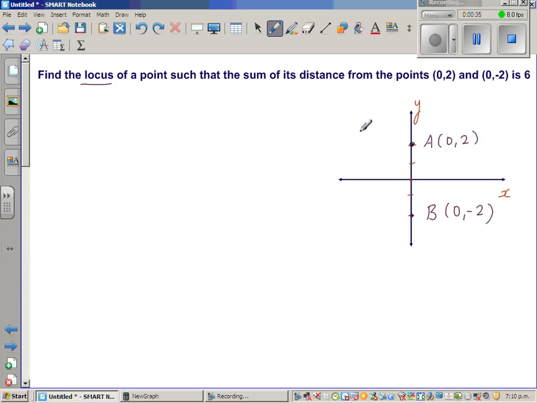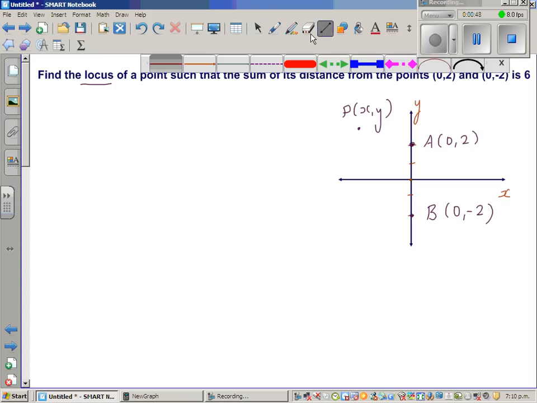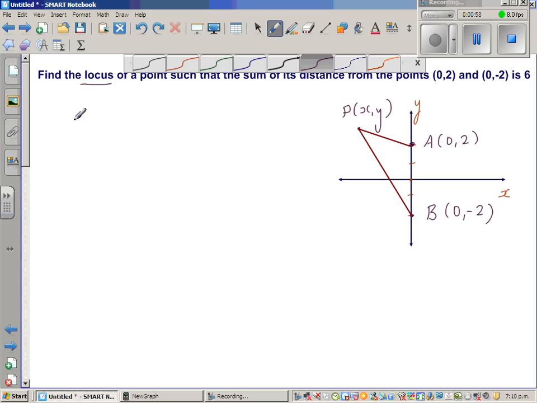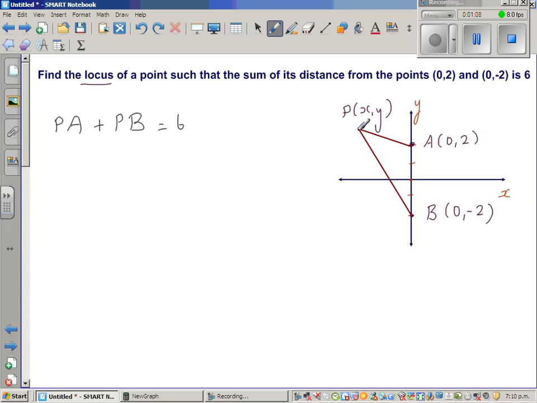So let us take an arbitrary point, say somewhere here. It can be anywhere, so I'm taking this as an arbitrary point. So P is an arbitrary point having coordinates (x, y). So what's the condition? This is the distance PA, and this is the distance PB. The condition that is given is that PA plus PB is equal to 6. And this is only a representative point of this locus. It's an arbitrary point, so you've got a set of points, not only one point. All those points will form something that we'll see later.